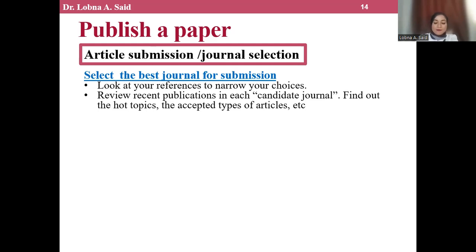Next step, you have to review recent publications in each candidate journal. Find out the hot topics and the accepted types of articles, because sometimes journals change their directions. So you need to check if the journal still publishes in these areas or not.